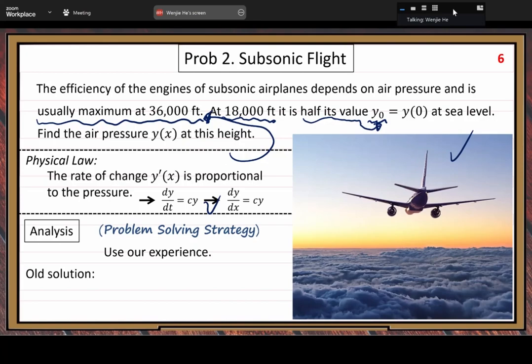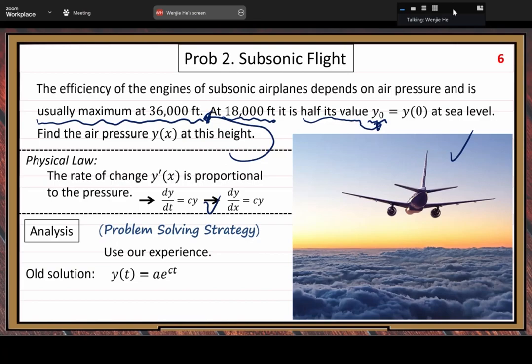Old solution. We know the solution, right? So last time, we know the solution. Last time, the general solution is this form. A constant. There is a constant. Then also another constant, C constant, at the exponent. Two constants.